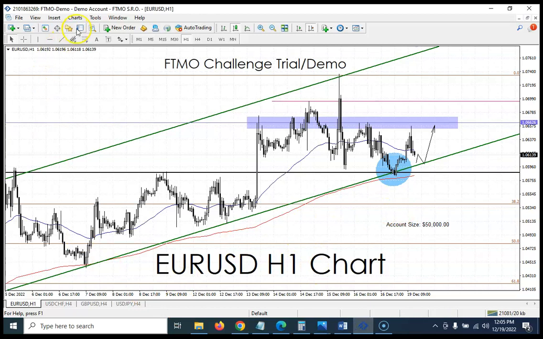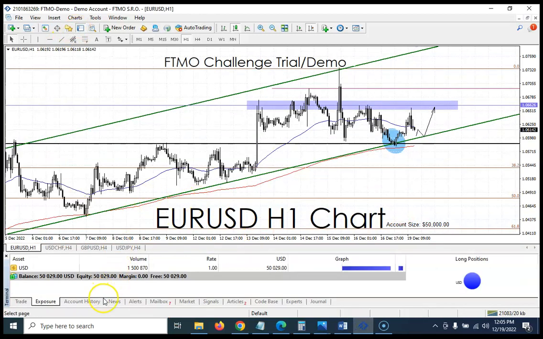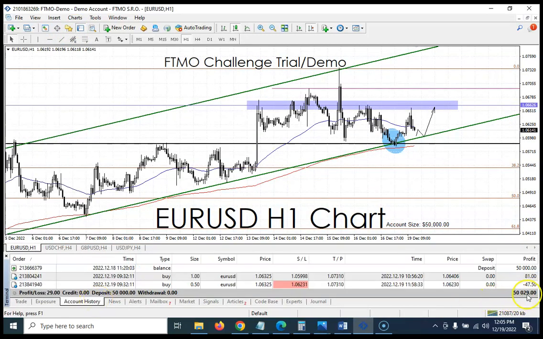And if you look at the result here, you'll see that I was able to make some profit, $29. Okay, I took this from the partial, and this hit my stop loss. So guys, that is how you trade.